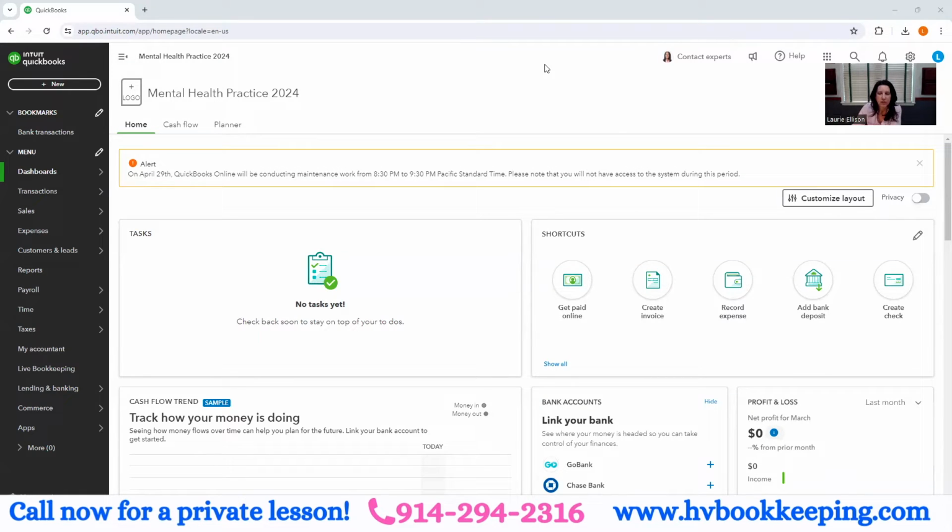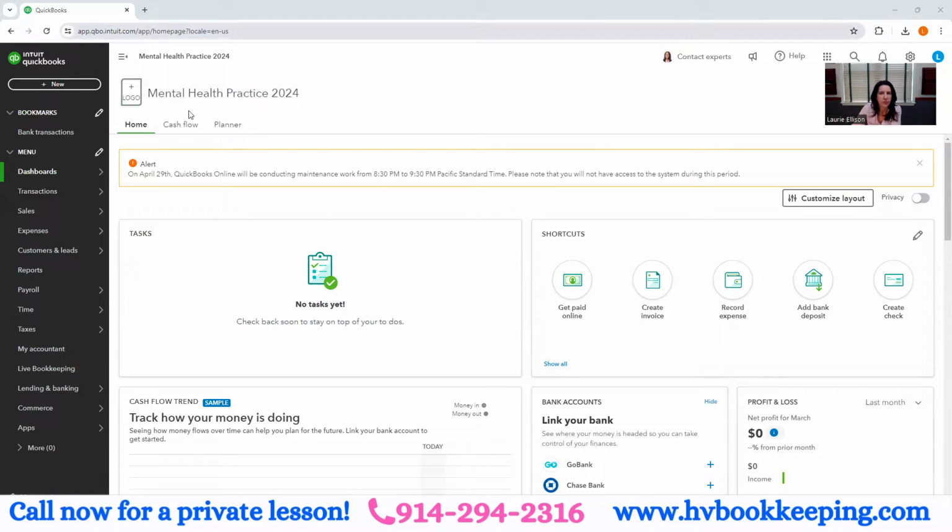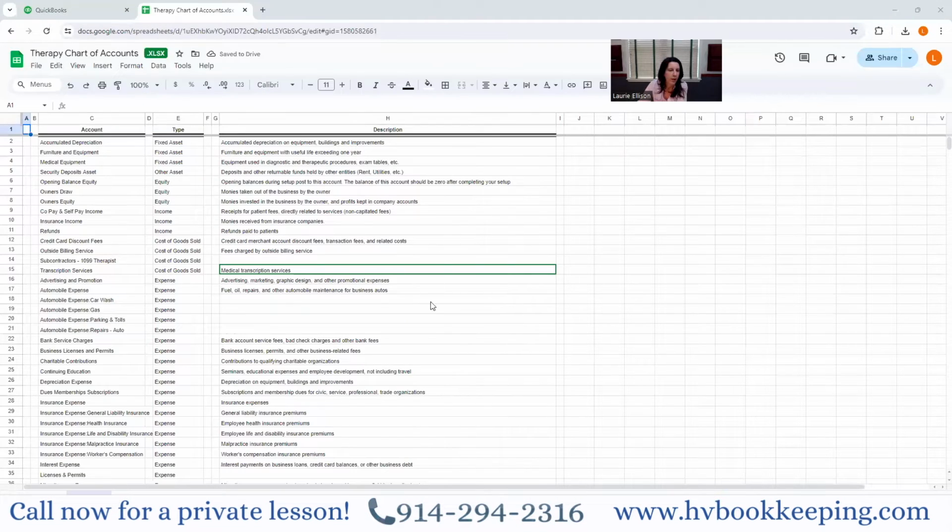All right, guys, we're going to do part 2 of mental health practice in QuickBooks Online. Today, we're going to cover your chart of accounts. One thing I want to show you is this chart of accounts that I've created. What we're going to do is import this into QuickBooks Online, and I will have a link so that you can download this and import it. But let's just go over what some of these things mean.